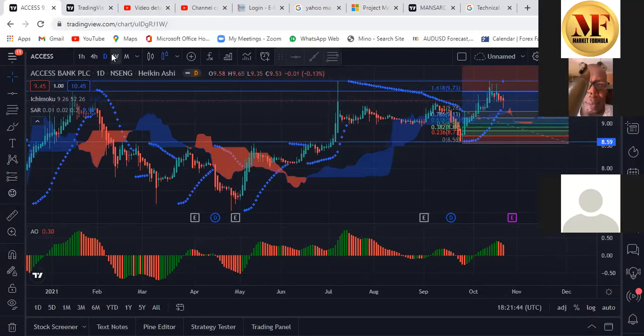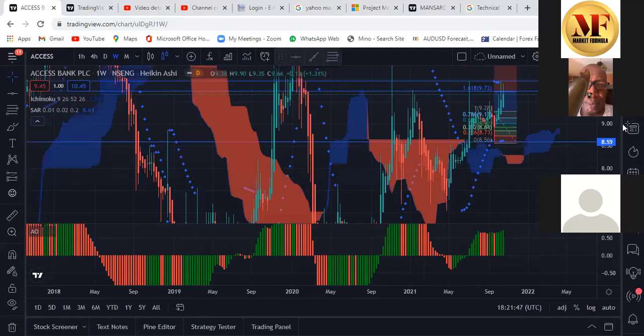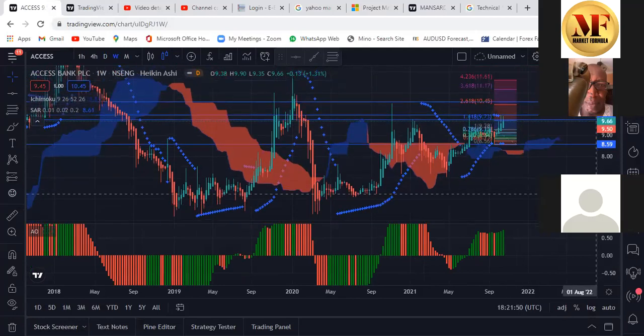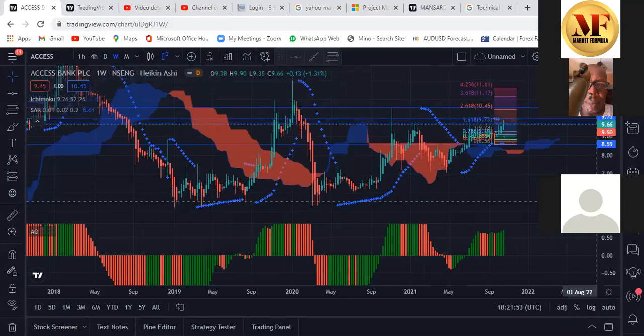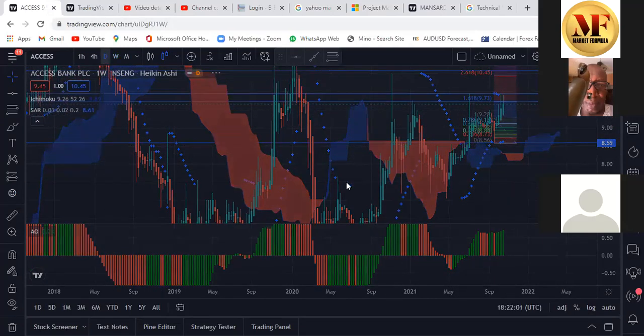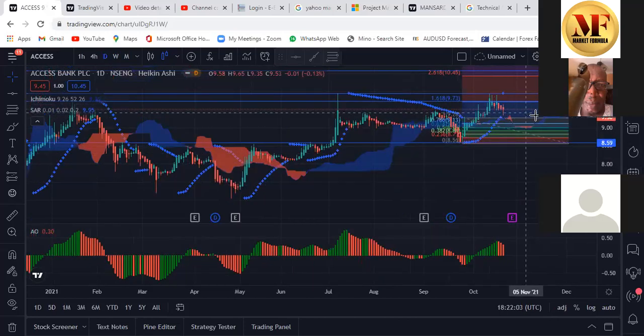Let me look at the weekly and see where we are. Okay, the momentum is still there. Let's see what happens in the coming week. But I think Access is still going up. The trend is up. Price is above the cloud. Price is still above the cloud. If you can get it around this level, this is good.